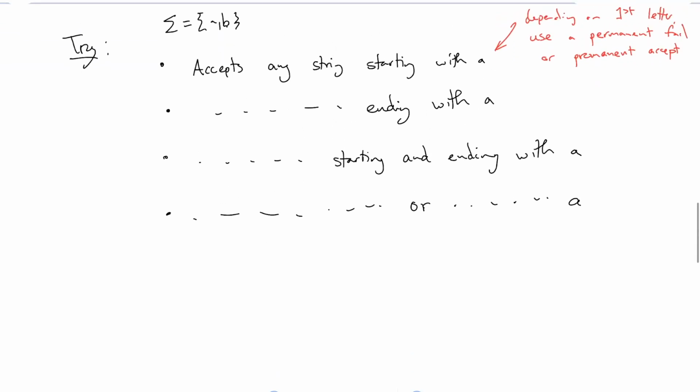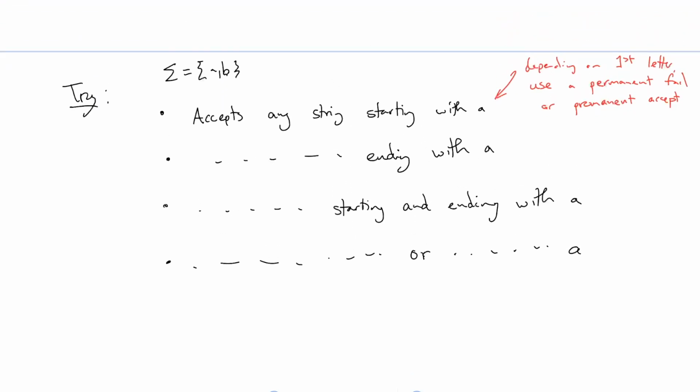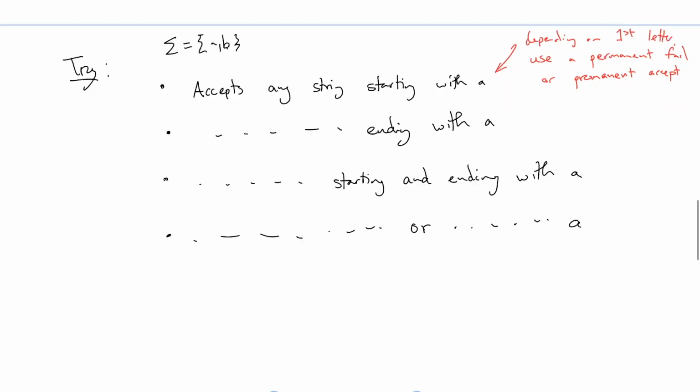Any string starting with A. I don't know if my words here were very helpful. I thought they were going to be helpful, and then nobody seemed to be very inspired by what I said. So maybe it was confusing the way I said it. I said, depending on the first letter, either go to a permanent failure state or a permanent accepting state. What I had in mind, so this is the starting with A.